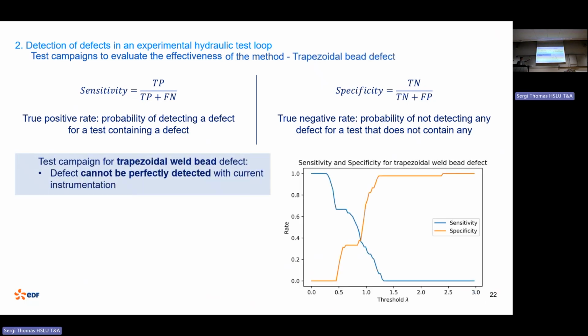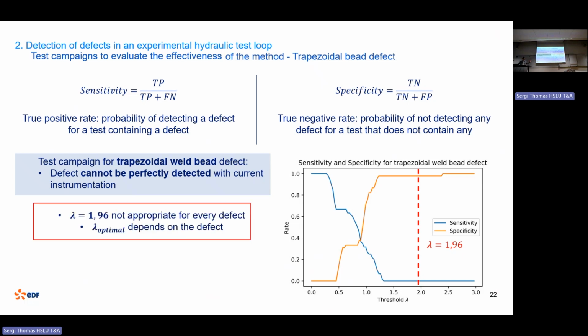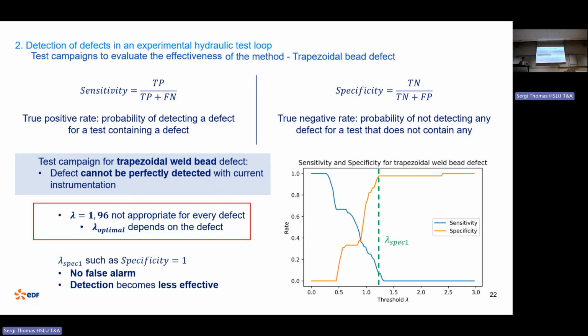And then finally, for the last defect, which is the one with the least impact on the flow, it's quite hard to detect it with the current instrumentation on the test loop. That's why we would need a more precise instrumentation to detect such defects.